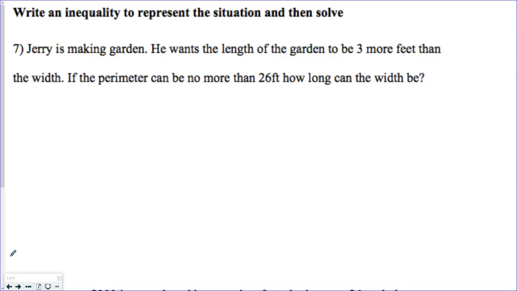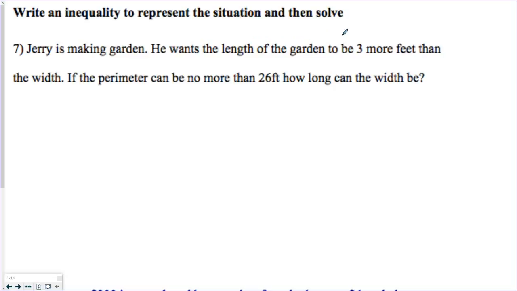The next ones are a little bit of word problems, so you have to kind of set it up here. So Jerry's making a garden. He wants the length to be 3 more feet than the width. If the perimeter can be no more than 26 feet, how long can the width be? All right, so we have two items here. We have the length of the garden can be no more than 3 more feet than the width.